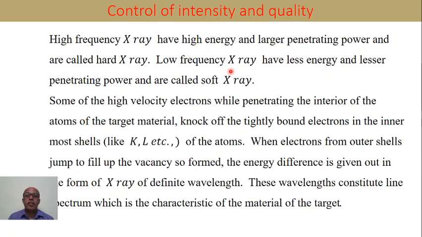They are called hard X-rays. Low frequency X-rays are produced when the potential difference between cathode and anode is less, and these X-rays will have less energy and lesser penetrating power, and therefore they are called soft X-rays.